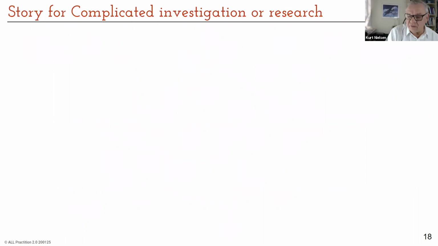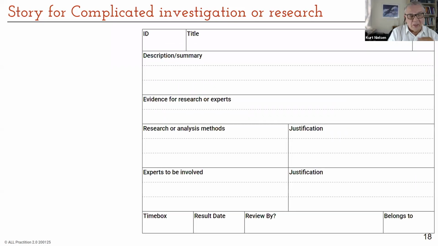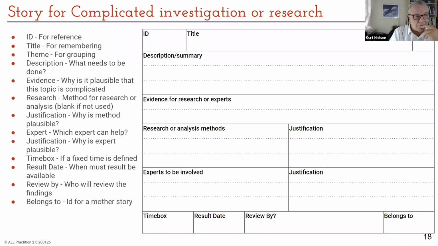So when you identify that something is in a complicated domain, you might want to write a special story or requirement for that, for investigation and research. And here's a proposal, a template, if you will. An ID, a title, the theme that it fits into, the description of what you want to investigate. And then the next segment on the form is, what's the evidence that this actually will work, that these experts actually know something about it? Where's the evidence that this kind of research will give a desired result?